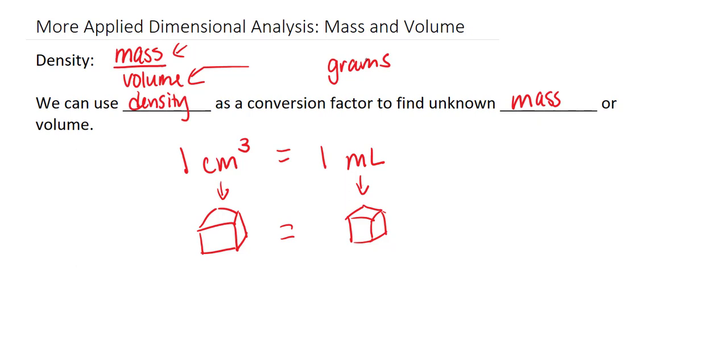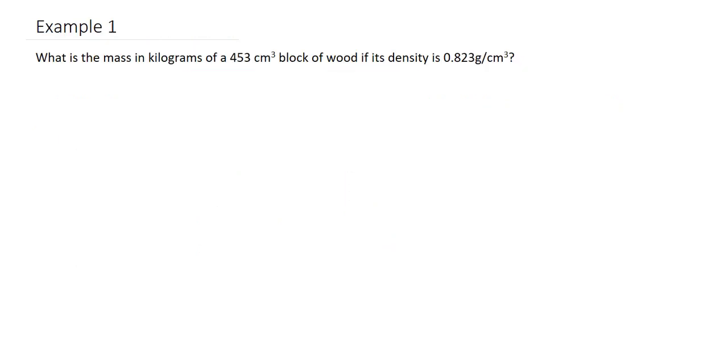So let's go over some examples. So example 1, what is the mass in kilograms of a 453 cubic centimeter block of wood if the density is 0.823 grams per centimeters cubed? So we're looking for the mass in kilograms. So when we look at our density, we notice that it's in grams. So we're going to have to do a little bit of converting later. But first, let's go ahead and find the mass.